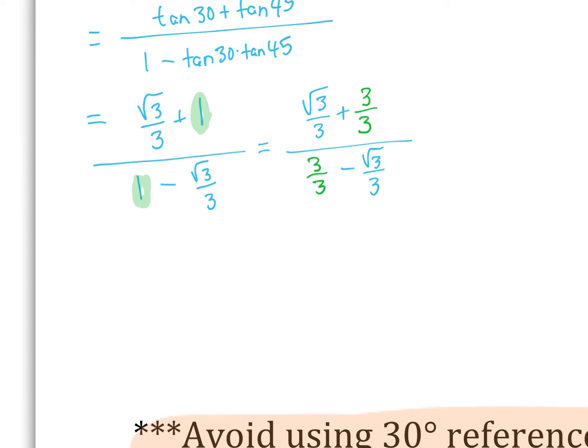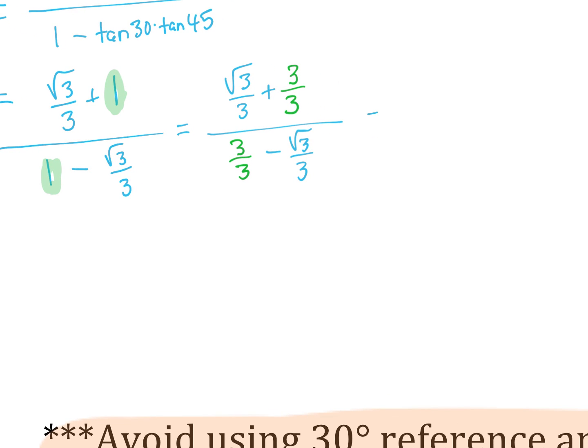Okay. So I just rewrote those ones as 3 over 3 so that I have common denominator. Do you see that? So what that gives me is the square root of 3 plus 3 all over my common denominator. And then all of that is divided by 3 minus the square root of 3 all over my common denominator.